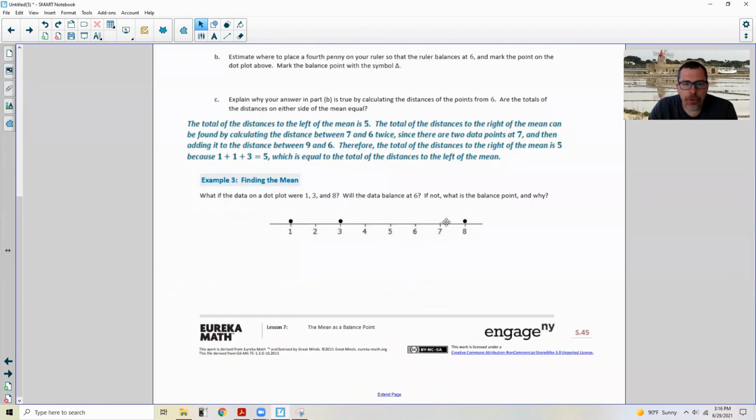Okay, so example 3 says, finding the mean. What if the data on the dot plot were 1, 3, and 8? Will the data balance at 6? If not, what is the balance point and why?